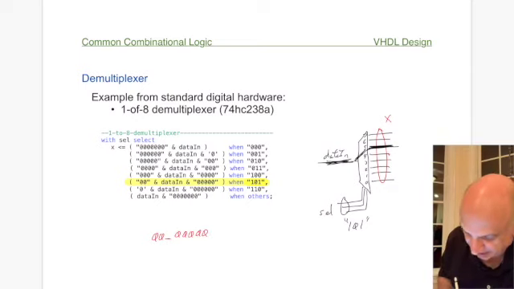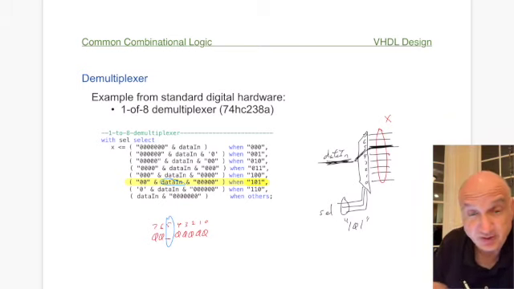That gives us 8 bits, and these are numbered 0, 1, 2, 3, 4, 5, 6, and 7. So bit number 5 here basically gets the data in signal. And we did that by concatenating 0 with data in followed by 5 more zeros. You see how we did that? And so we do that for all of the other ones.